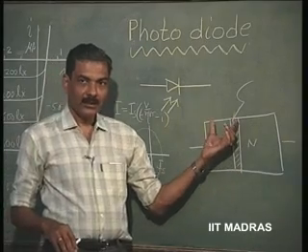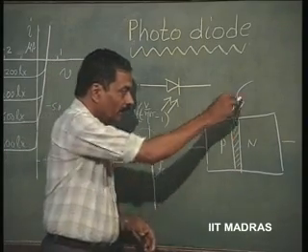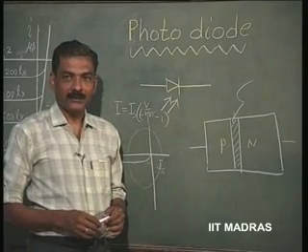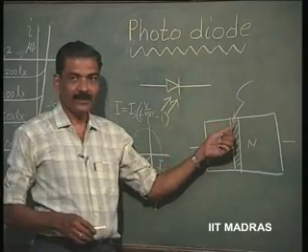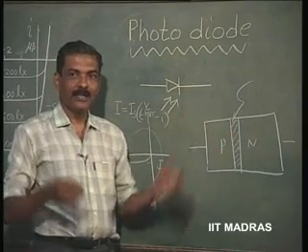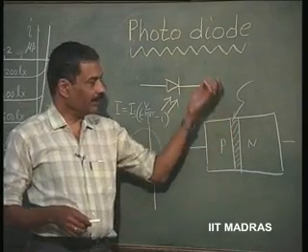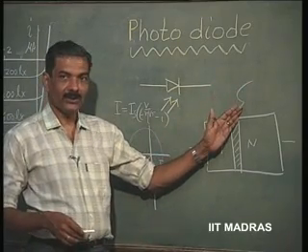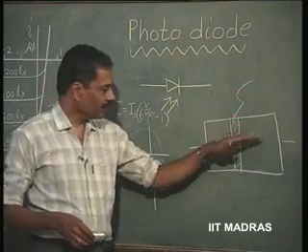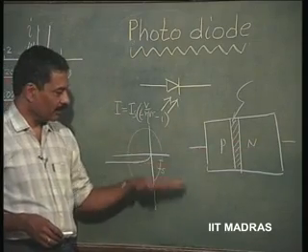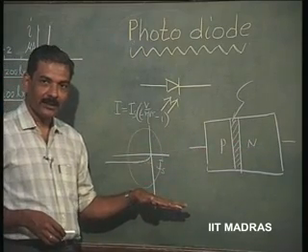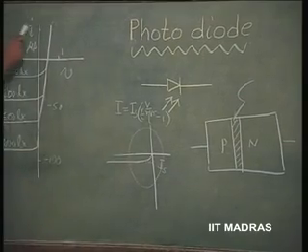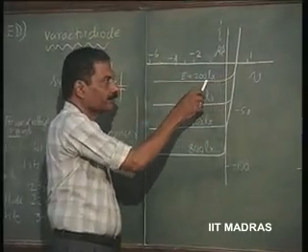Is it clear? Now, if light falls on this junction, that will create further carriers. This will give enough energy here to break bonds and create free carriers, so the carriers here will increase. This energy is a source for creating more carriers. That means a larger reverse saturation current can be sustained for the same reverse voltage. That means the characteristic will now look something like this.